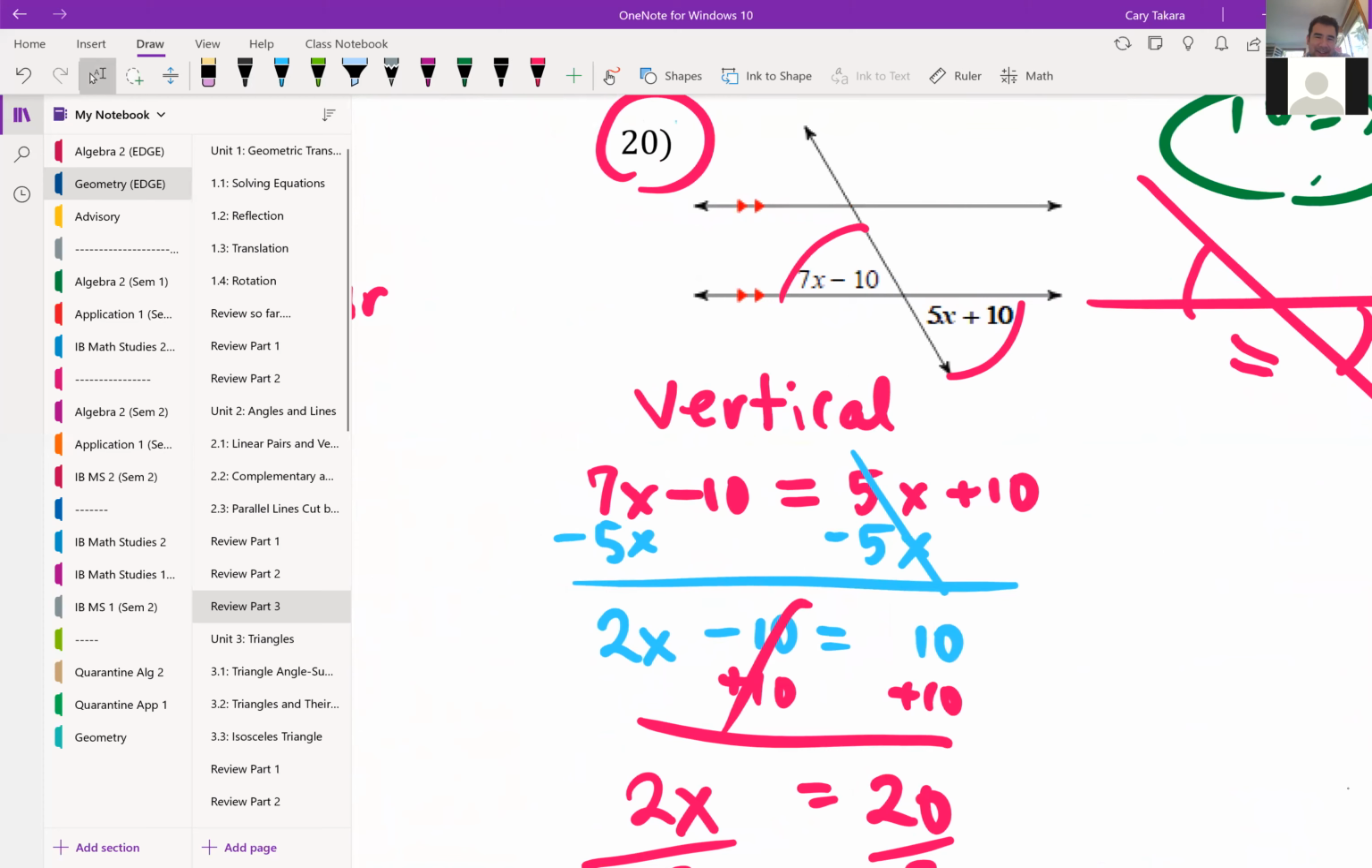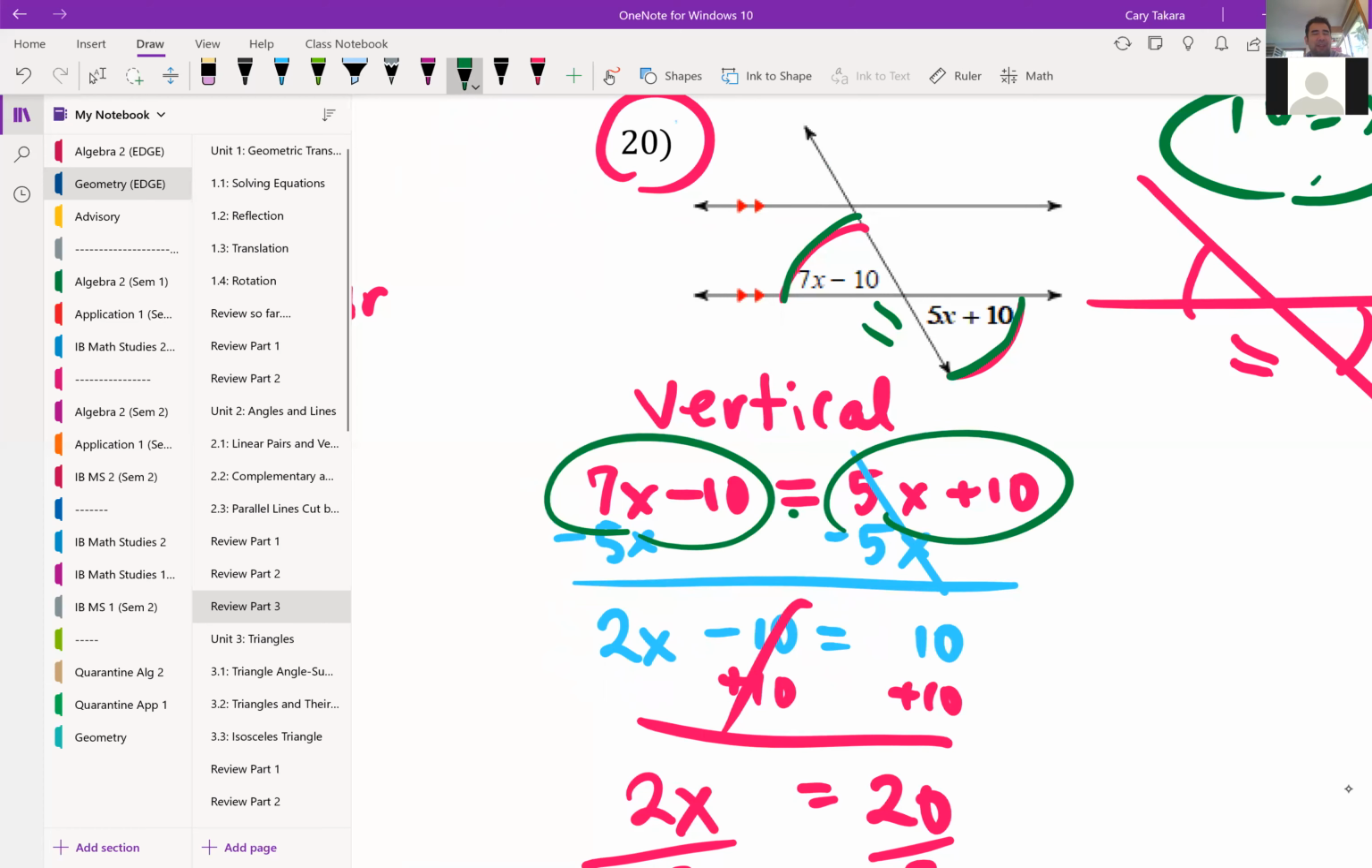This one, do you see this is vertical angles? Vertical angles are equal to each other, right? So 7x minus 10 equals 5x plus 10. And then you solve that. Right.